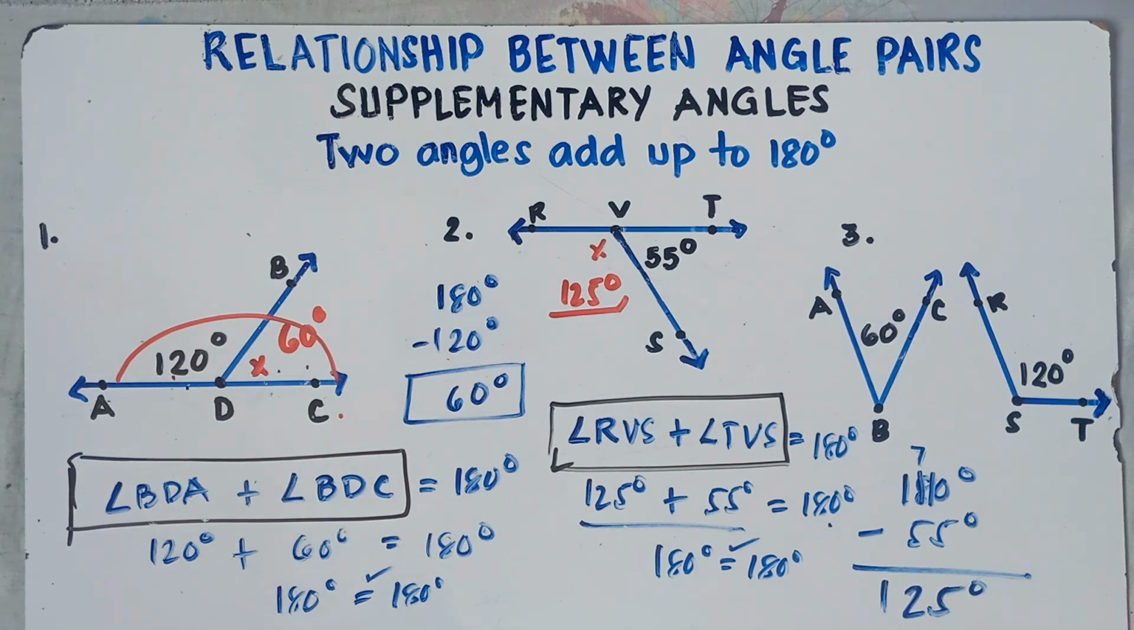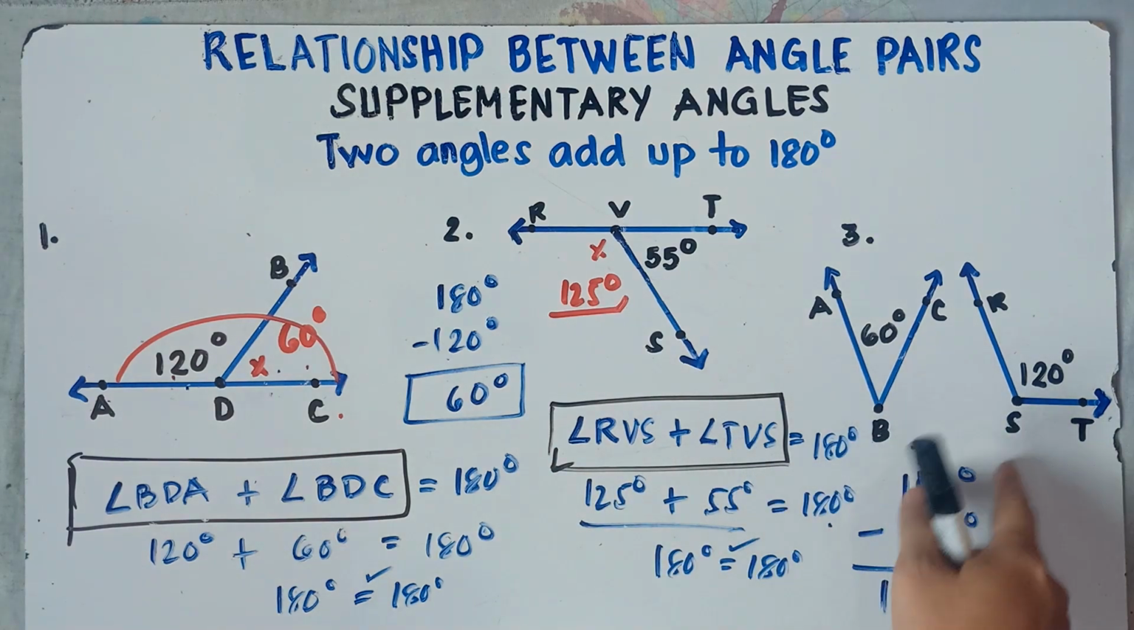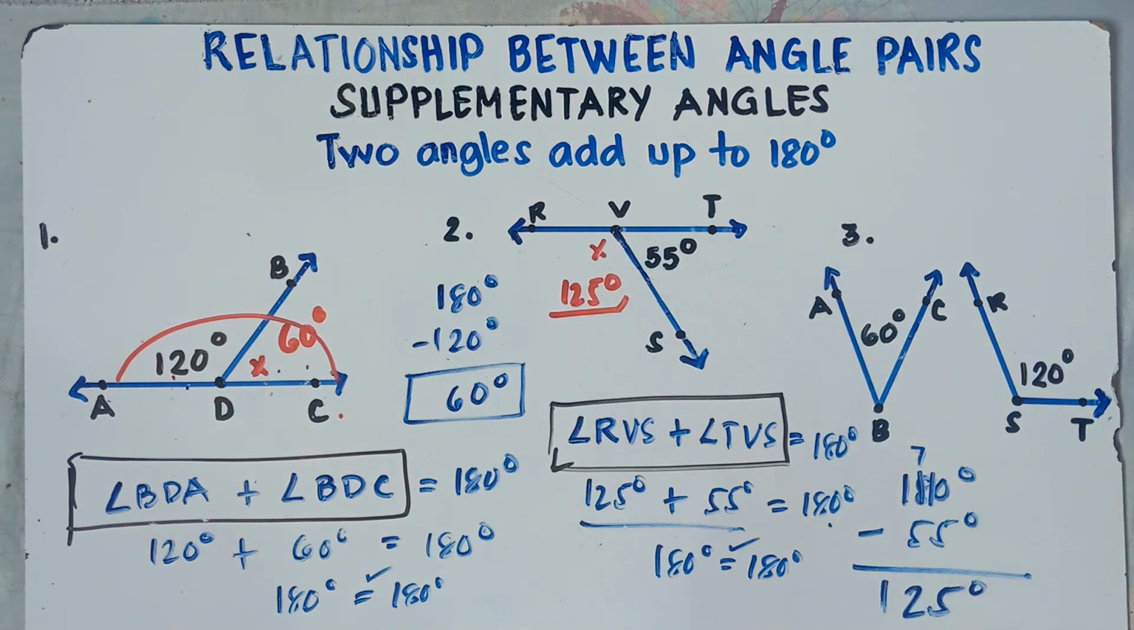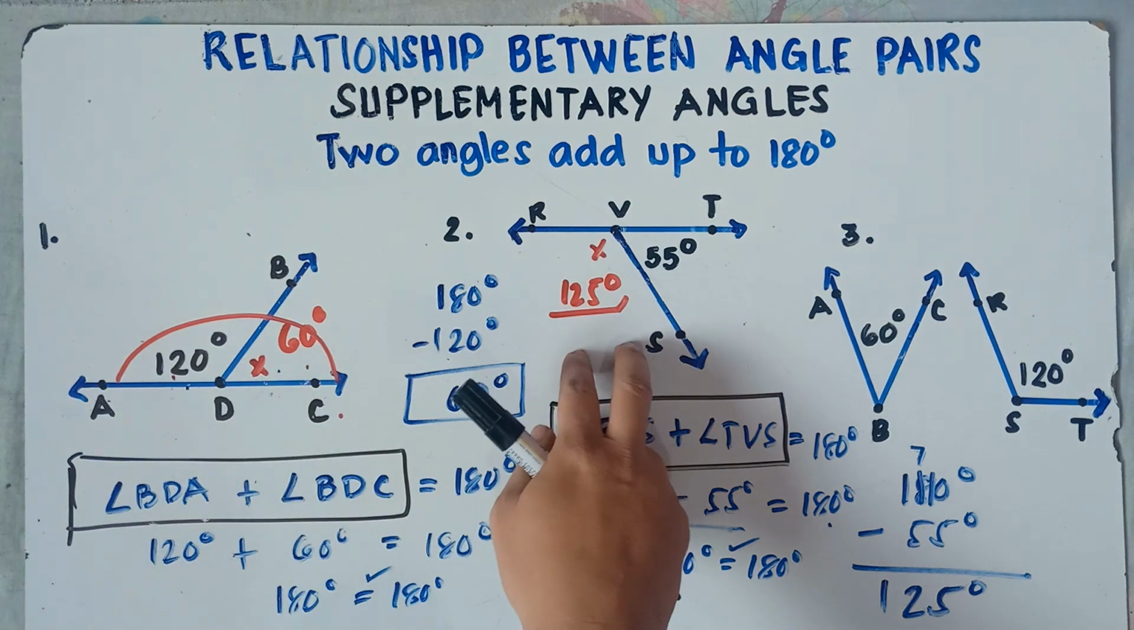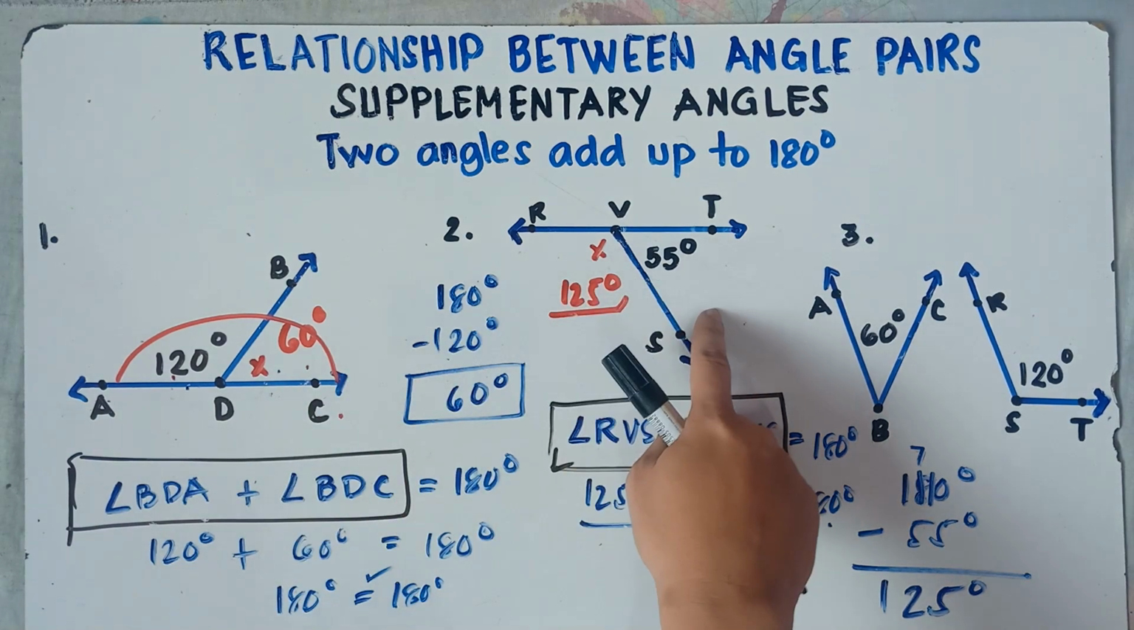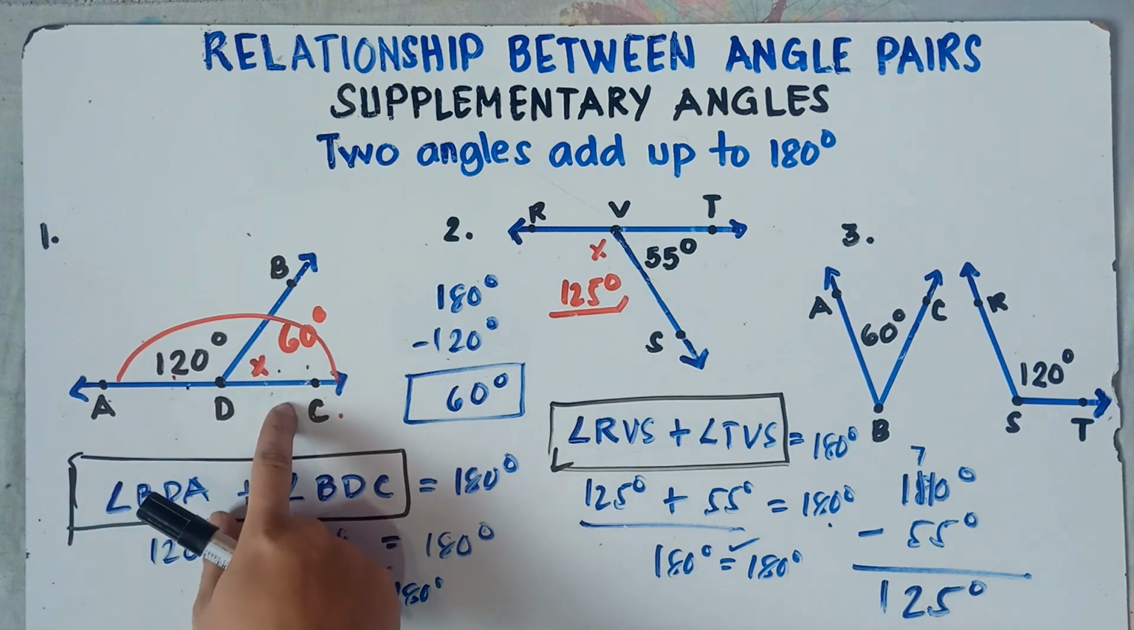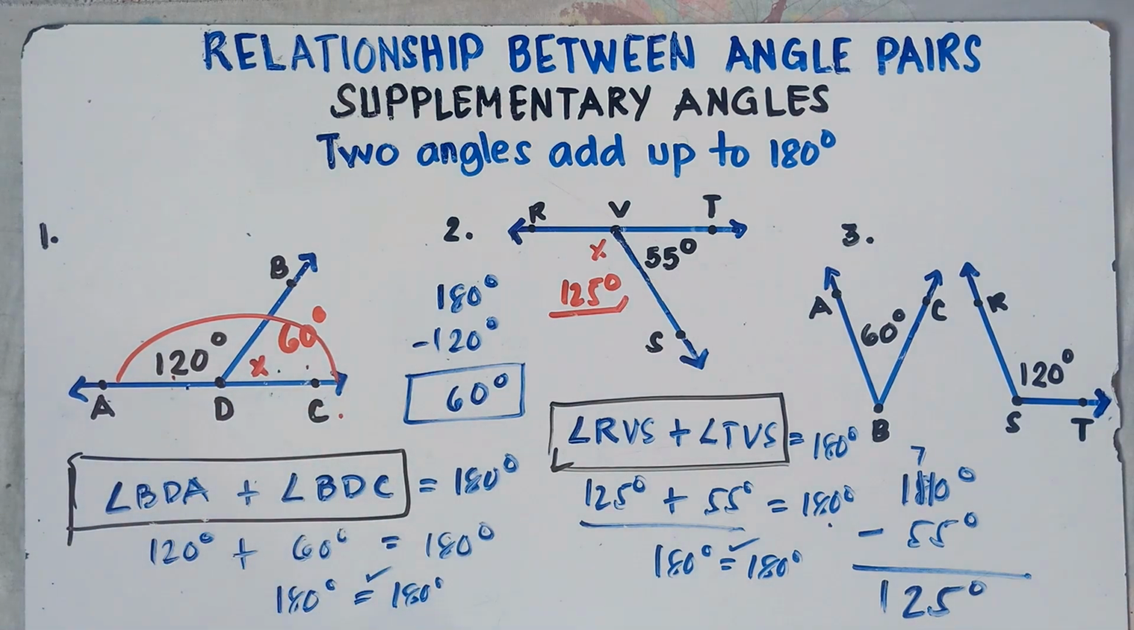Now what's the difference between example number 2 and example number 3? Can we call these two angles supplementary angles even if the two angles are apart from each other? In examples 1 and 2, class, the two angles are close to each other. Same with number 1. Now, how about example number 3, class? Can we call these two angles supplementary angles even if they are apart from each other?